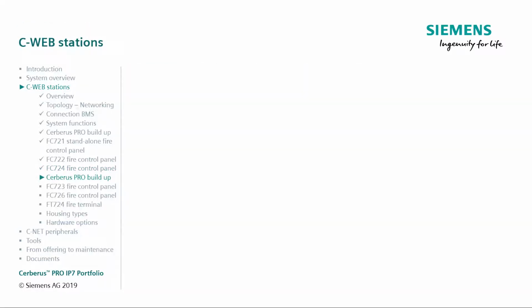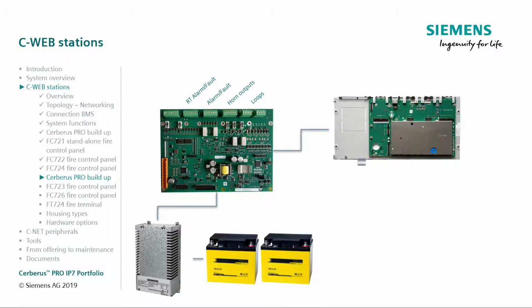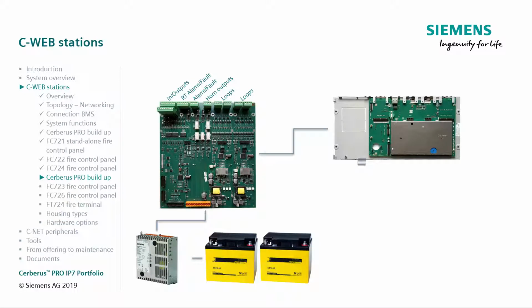We are now familiar with our standard panels, but what do we do if we need more than 4 loops? Simple. We use one of our modular fire control panels. The FC723 uses an FCI 2002 and the FC726 uses an FCI 2004.